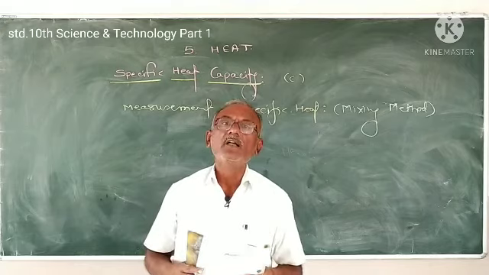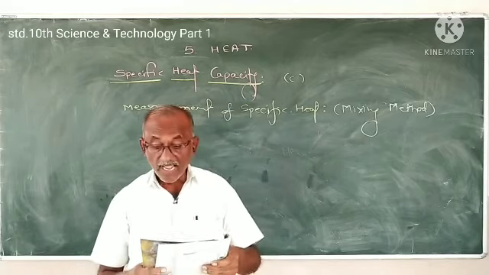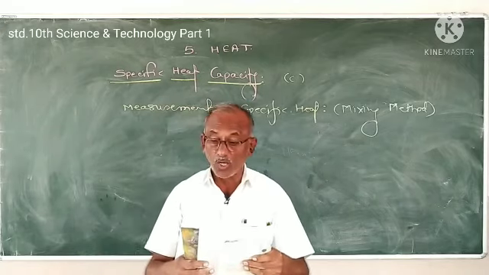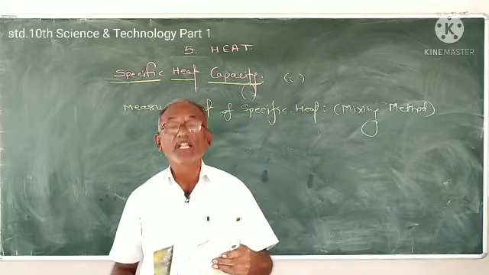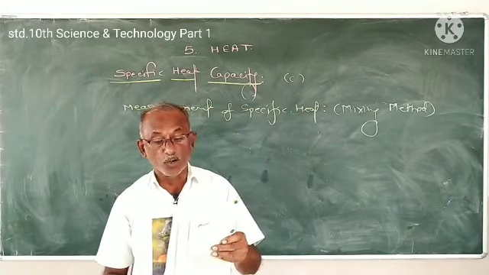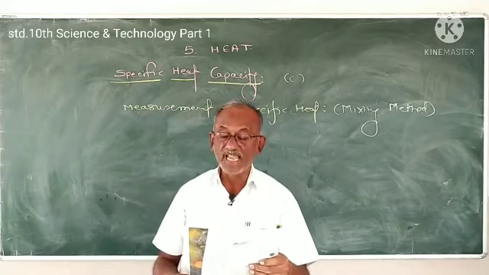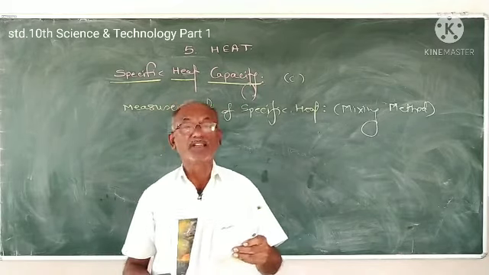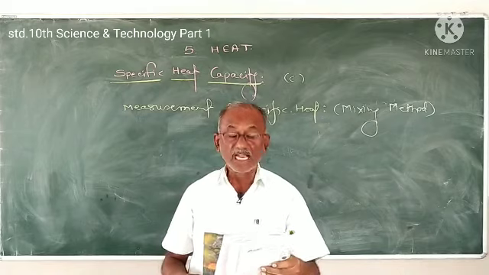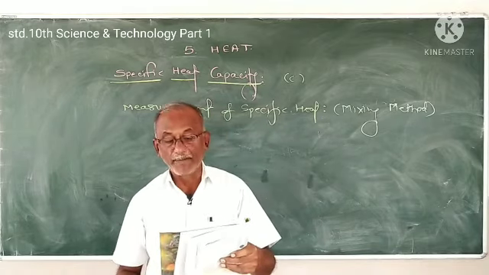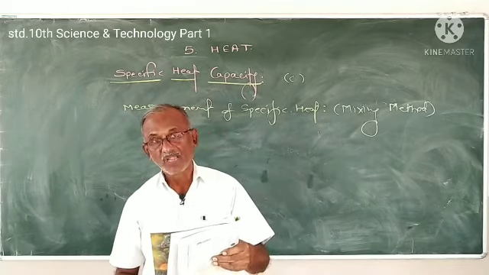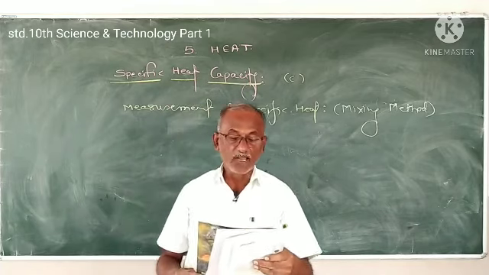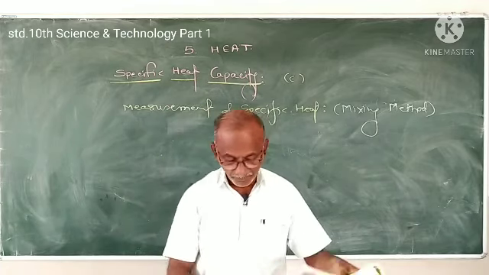If a hot solid object is put in the water in the calorimeter, heat exchange between the hot object and the water and the calorimeter starts. This continues till the temperature of the solid object, water and the calorimeter becomes equal.